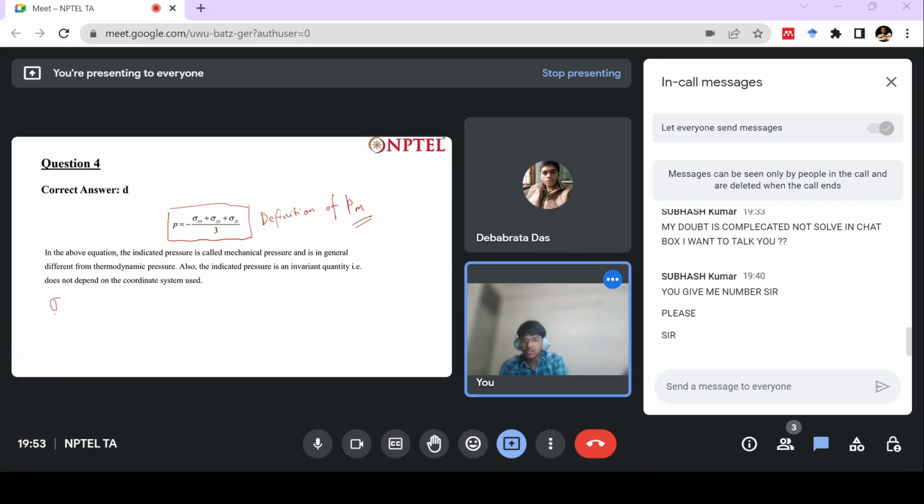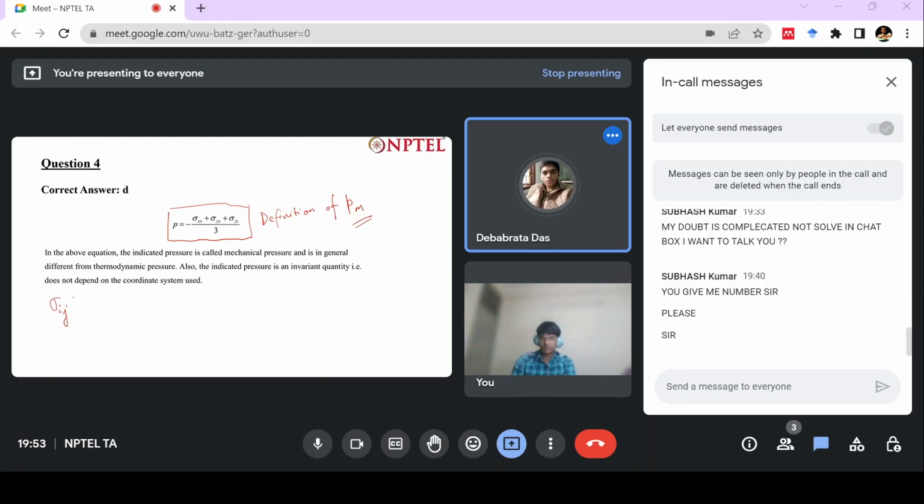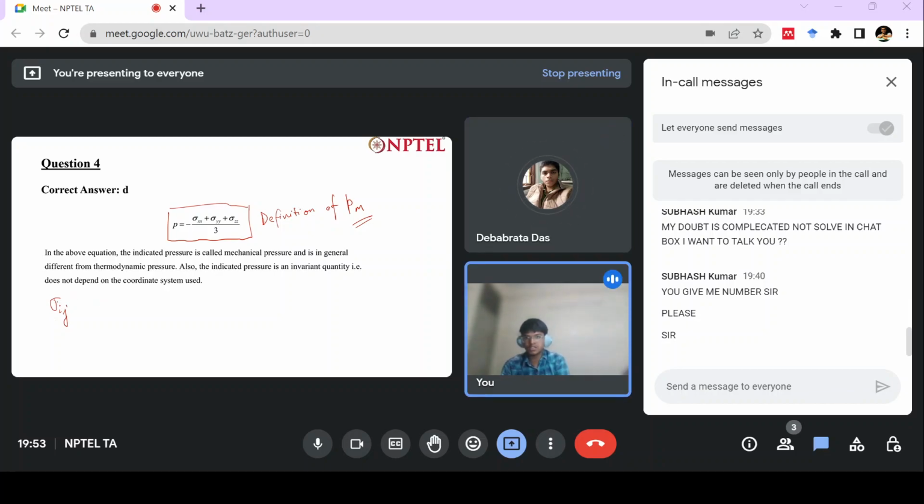Have you studied index notation? Yes, sir. Sigma ij. So sigma ij is representing a second order tensor, right? Yes, sir. If I put i equal to 1, j equal to 1, then it is my sigma xx. It is specifying the stress in a particular direction. It is basically a component.